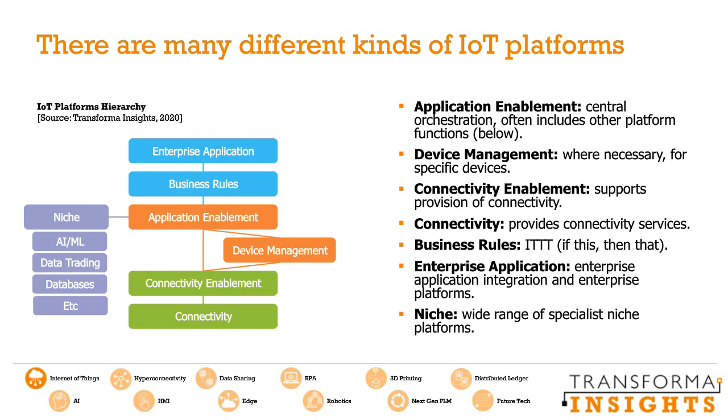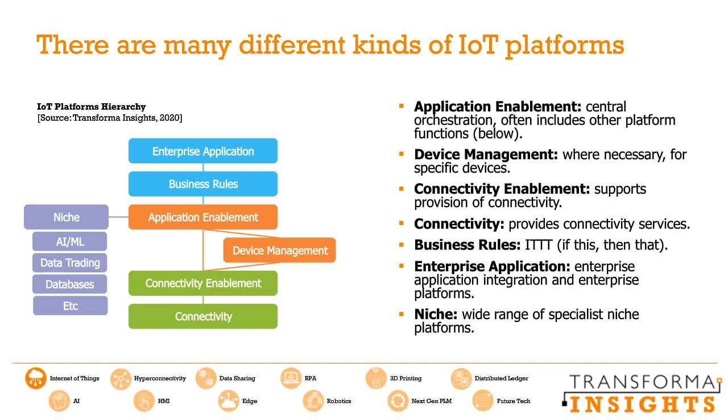Quite often there's device management where necessary for specific devices. Underpinning this, of course, is connectivity enablement, which supports the provision of connectivity. And of course, there are actually connectivity platforms as well, which go the next step and provide that connectivity. Off the side, up the top in the blue, you've got things like business rules platforms. So IFTTT, if this, then that. Building logic on top of the information that comes into a platform, and of course enterprise applications and integration into a wider organization. And off the side, you've got a range of niche and specialist platforms, things like those to support artificial intelligence or machine learning or data trading or databases, etc.